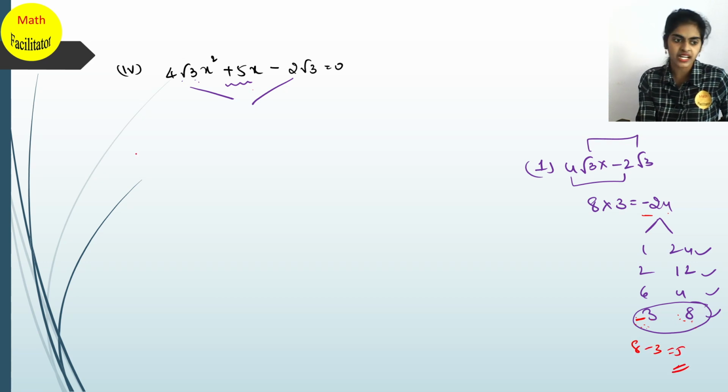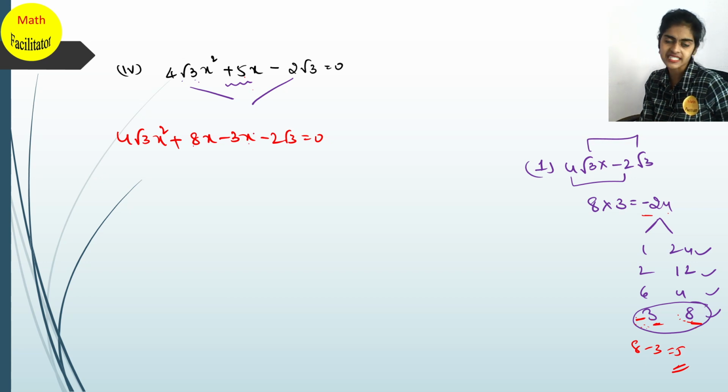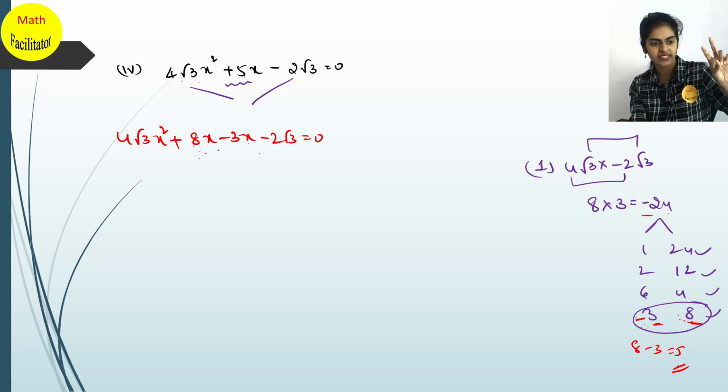Getting the point, right? So 4 root 3 x square I am writing as it is, plus this 5x you will split it into two factors, minus 3 and 8. Okay, so I am writing it as 8x minus 3x minus 2 root 3. Ikkada again the order you can take anything, minus 3x plus 8x అని రాయొచ్చు, 8x minus 3x అని రాయొచ్చు. ఫస్ట్ సెకండ్ ఉంది కదా, అది ఇలా అయినా రాయొచ్చు, ఇలా అయినా రాయొచ్చు, నో ప్రాబ్లం.